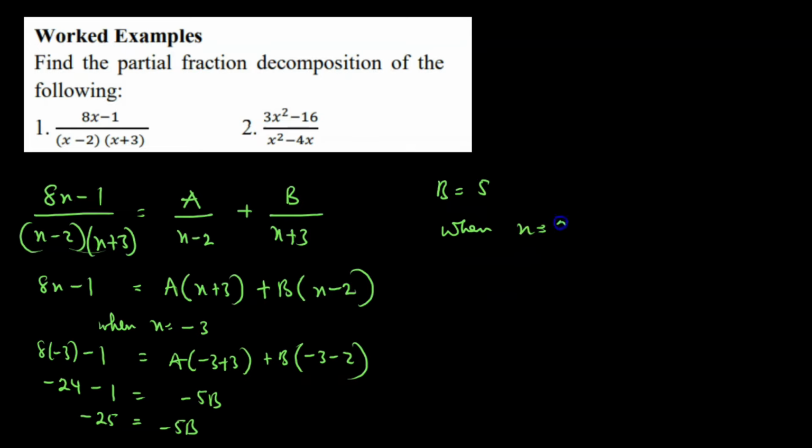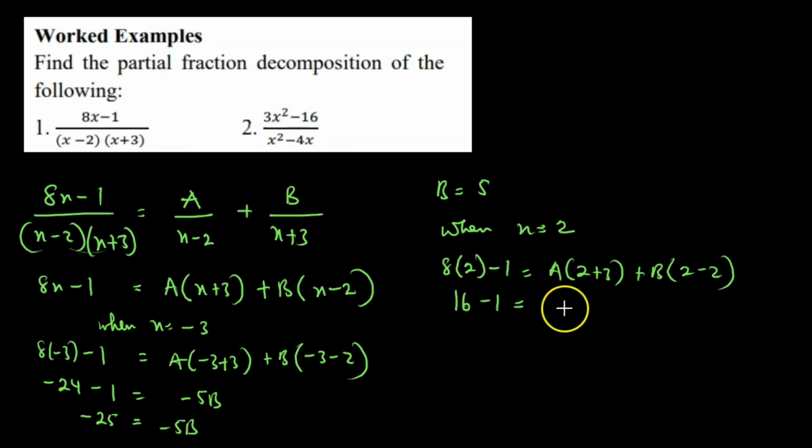So when x is 2, therefore we are going to have 8 times 2 minus 1 equal to a into bracket 2 plus 3, then plus b into bracket 2 minus 2. So in this case, b will be given as 0 here, and we will be doing away with b automatically. Then here will be 16 minus 1 equal to 5a. So we are left with 15 equal to 5a. And therefore, dividing through by 5, a will be equal to 3.